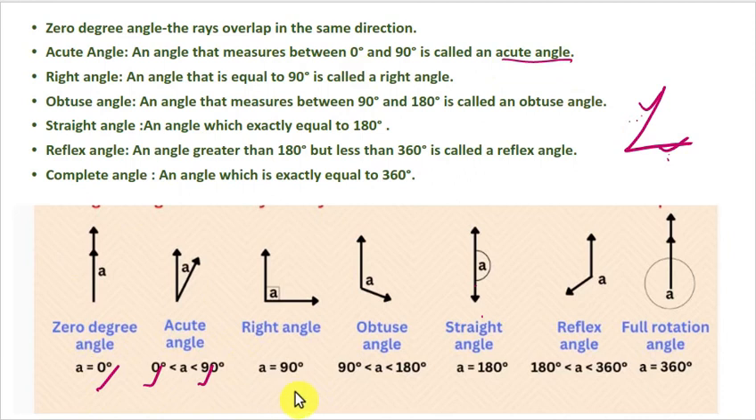An angle that is equal to 90 degrees is called a right angle. Obtuse angle: the angle that measures between 90 and 180 degrees is called an obtuse angle. Straight angle: the angle which is exactly equal to 180 degrees. Reflex angle: the angle greater than 180 and lesser than 360 is called a reflex angle. A complete angle is exactly equal to 360 degrees.